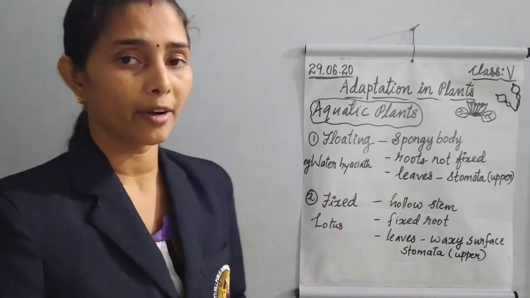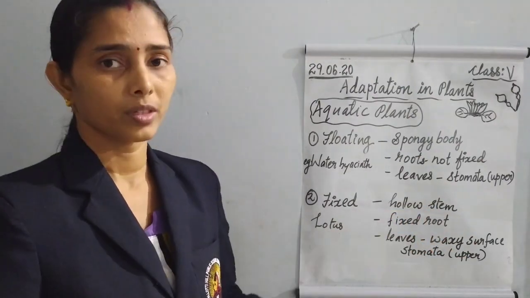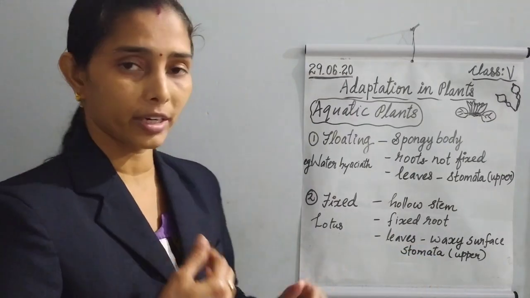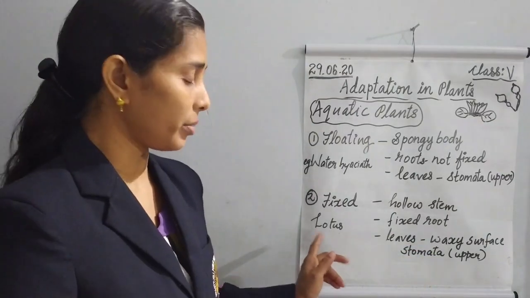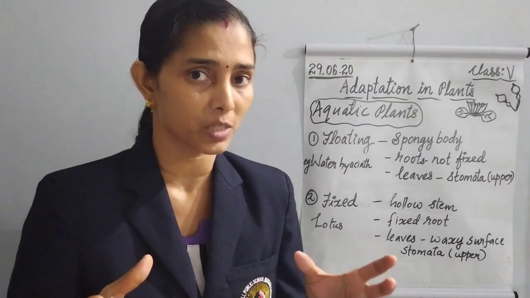Then you can say the adaptations of a fixed plant very easily. Most of the pictures are the same. You keep in your mind the picture of a lotus. The fixed plant example is the lotus. Keep the picture of a lotus in your mind. Then what all things are coming into your mind?